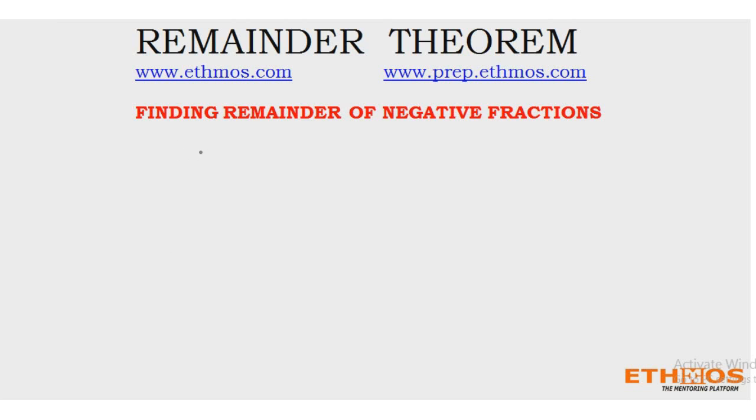So we will continue our class, and today we will learn how to find remainders in case a negative fraction is given. Say you have got a negative fraction, say minus 2 upon 5. How to find the remainder of this?